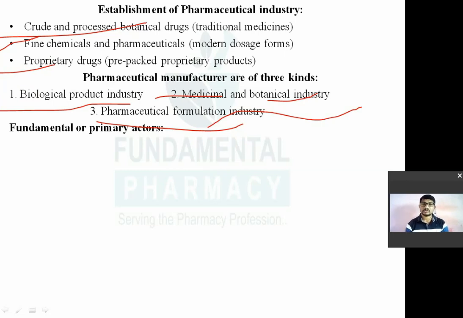Okay, so once you have decided what type of company you have to start, then you have to focus on the different factors that affect the establishment of industry. What are the different factors that you have to take into consideration while setting up your industry?